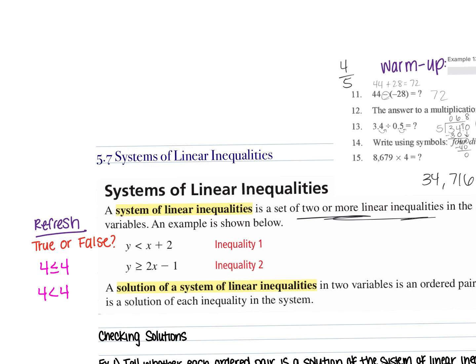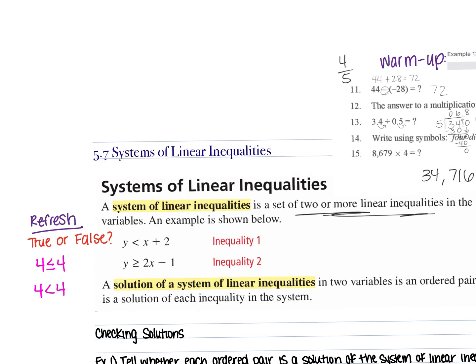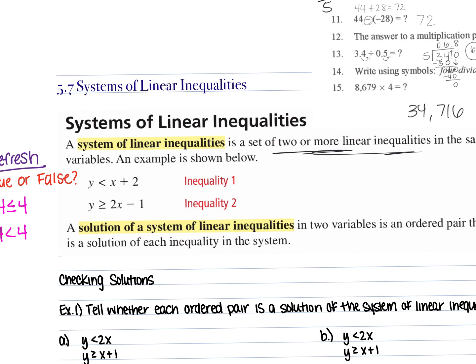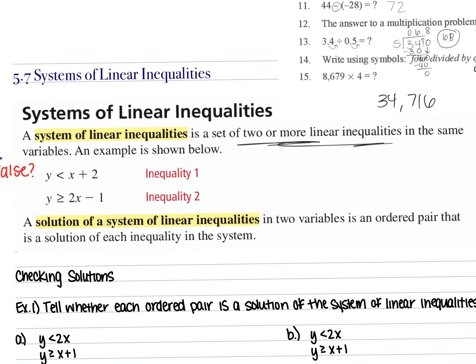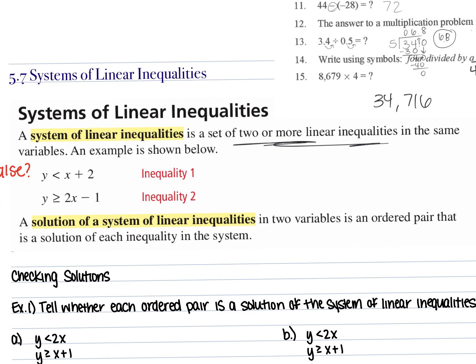Now, they have to have the same variables, and 99 times out of 100, those variables will be X and Y, okay? So your solutions, you guys remember for solutions of systems of equations, it was 2 variables, it was an ordered pair. It had a value for X and it had a value for Y, right?